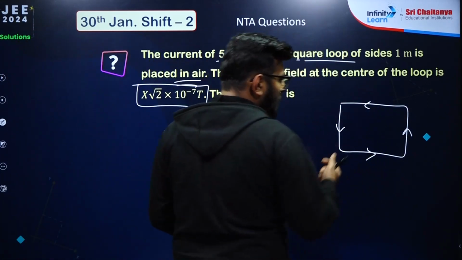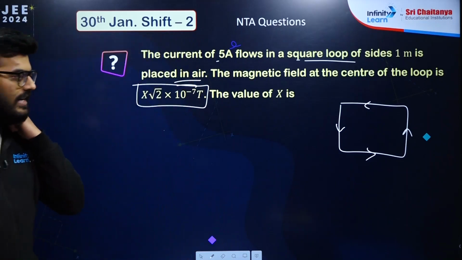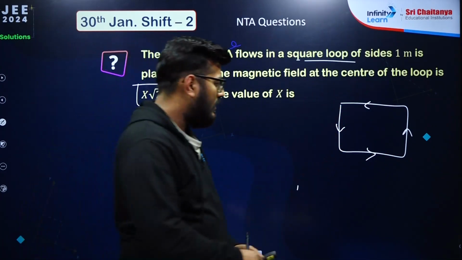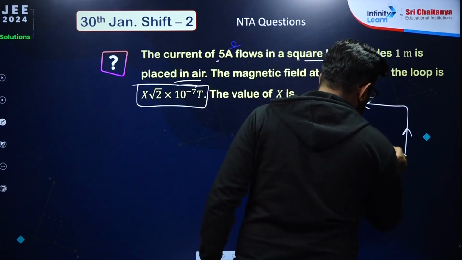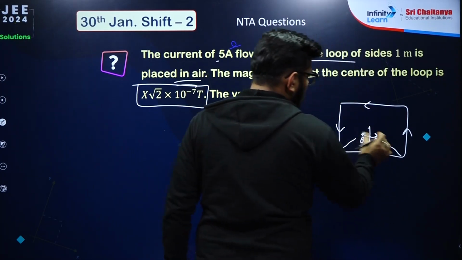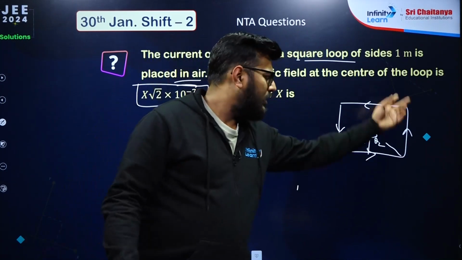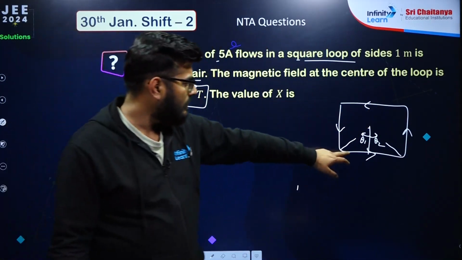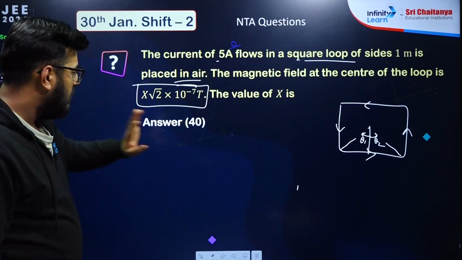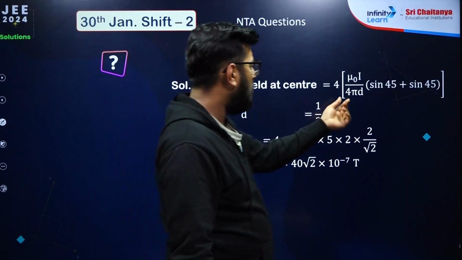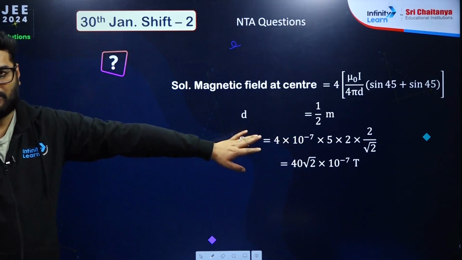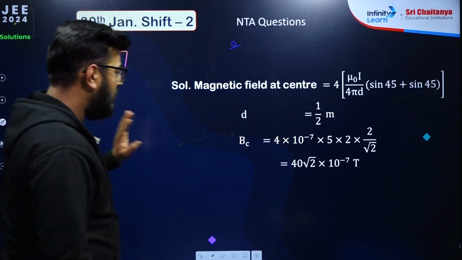So simple formula, mu naught upon 4 pi r times I times sine of theta 1 plus sine of theta 2. And once you have calculated that, you need to calculate whatever the angles are. So whatever is sine theta 1 and sine theta 2, obviously it is going to be 45 and 45. And whatever is the value, you need to take 4 times of that, because all of them are going to be in the same direction. So based on that, the simple formulation, answer 40 is going to come. Mu naught upon 4 pi r, sine of theta 1 plus sine of theta 2, into 4, as I have told you. Simple approach, nothing different over here. You can very easily find out the answer.